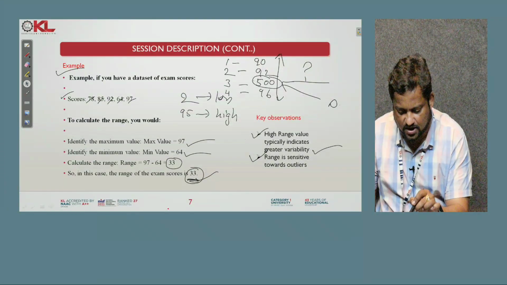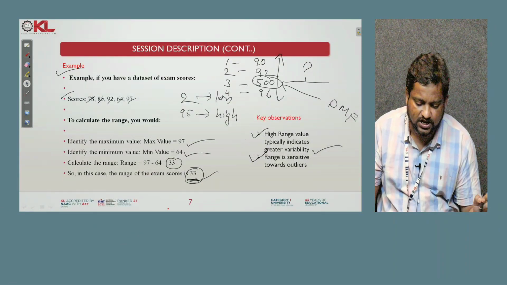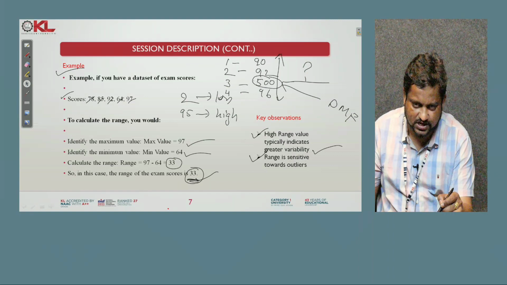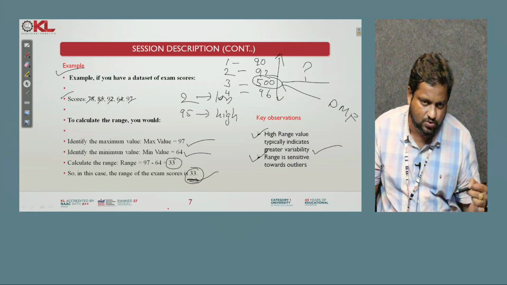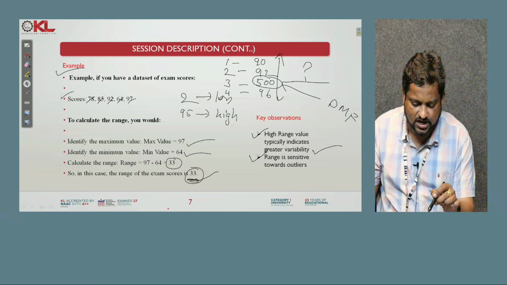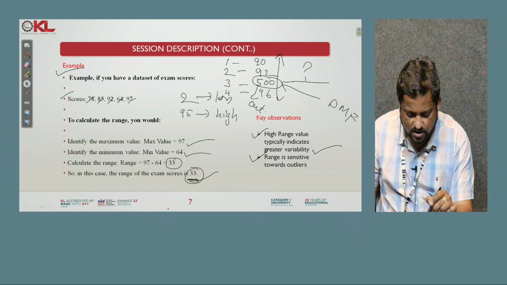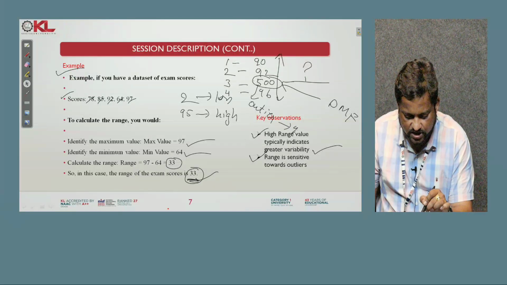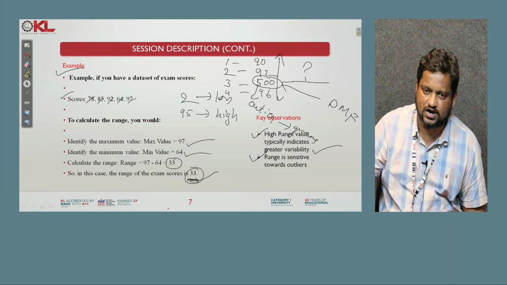Maybe any arbitrary reason, maybe device malfunctioning. Because of device malfunctioning, a student's temperature was captured as 500 degrees and stored in the database. When I want to do some kind of analysis, this particular larger value, which we call an outlier, gives me wrong results. So I hope you understand.